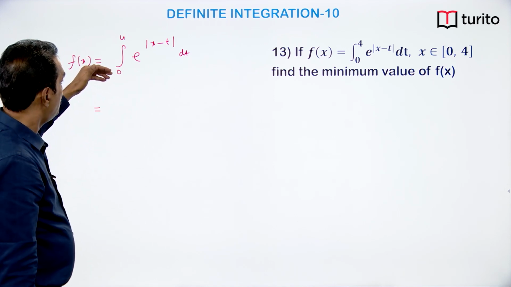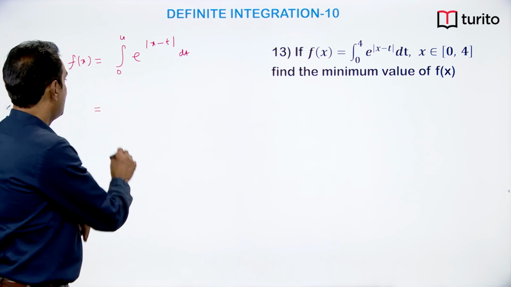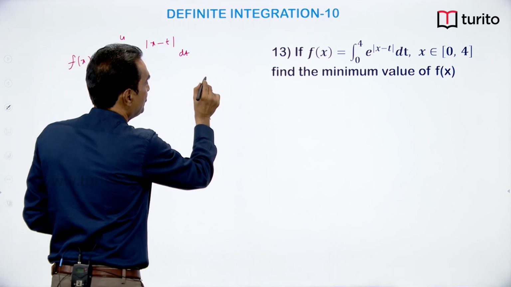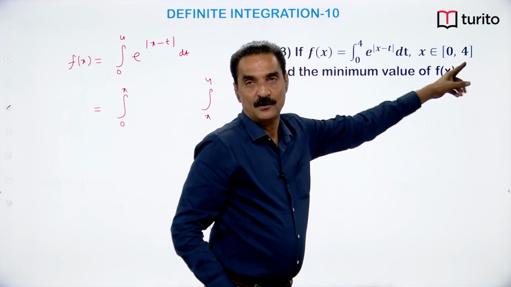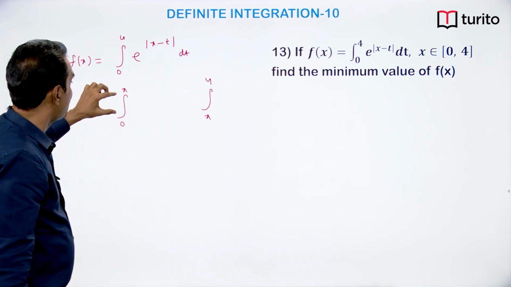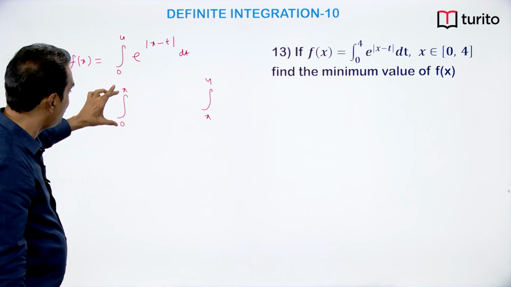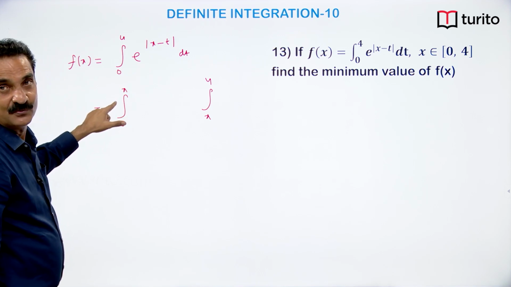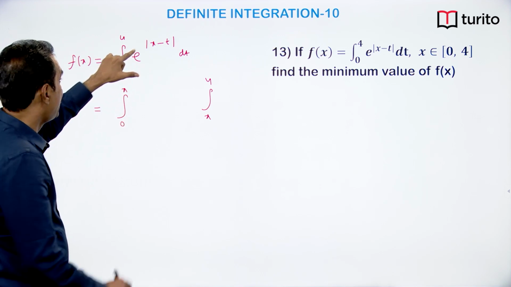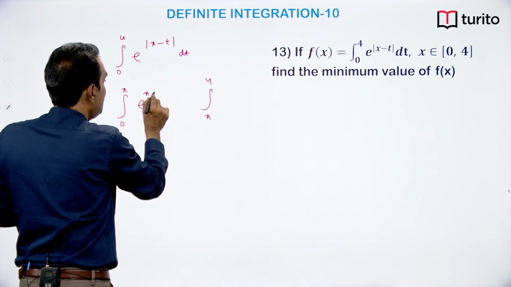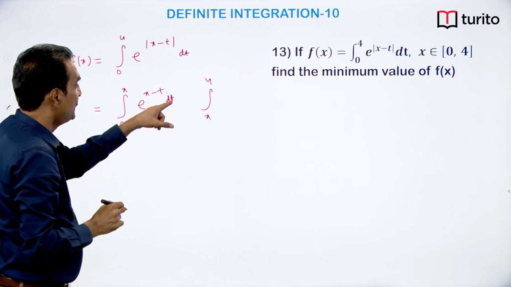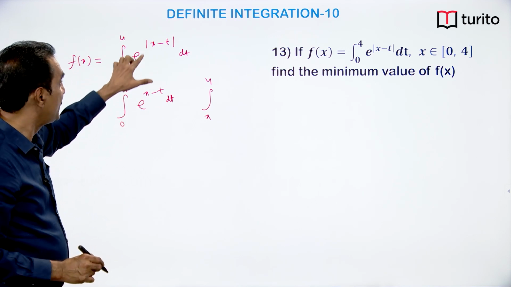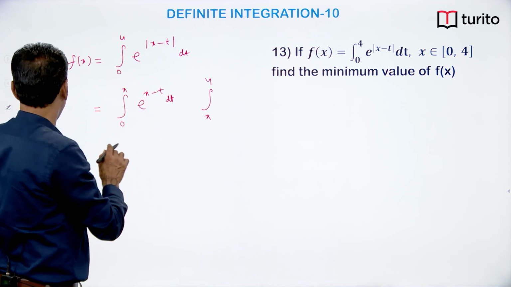We are integrating with respect to t. Let us break this integral at x, 0 to x and x to 4. X lies between 0 and 4. Okay. In the interval 0 to x, t lies between 0 and x. If t lies between 0 and x, x minus t is clearly positive, is it not? So directly we can open the mod. It will be e power x minus t dt. Understood? So x is greater than t means mod x minus t is x minus t.